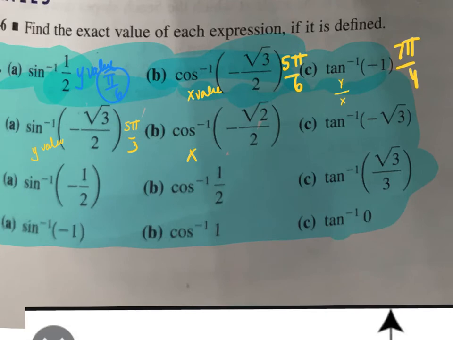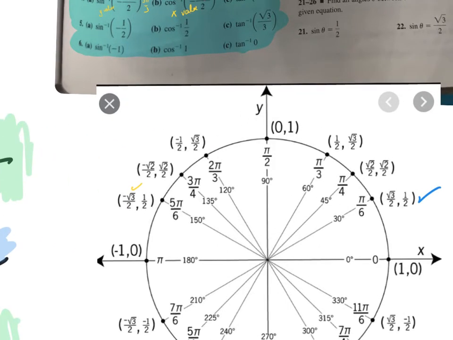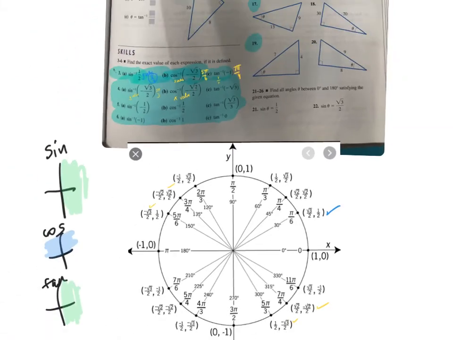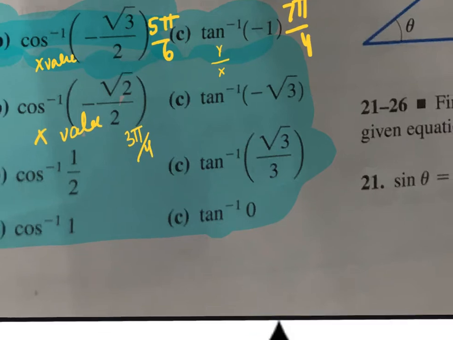Cosine, that's x value. Where is the x value negative root 2 over 2? Well, cosine, I can look in first and second. So I look for the x value that's negative root 2 over 2. That's at 3 pi over 4. Yeah, we're good.